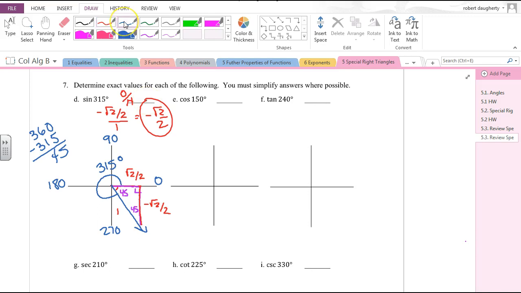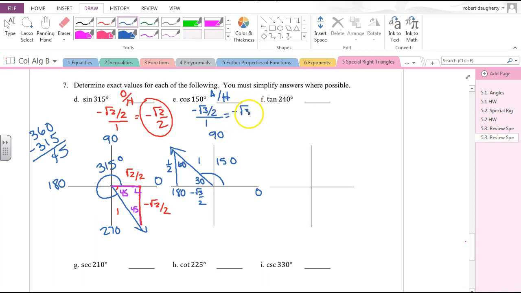Cosine of 150. You draw the angle. So 150, that's this angle right here. And then the central angle, this is 30, this is 60. If this is 1, then I look opposite the 30, that's 1/2, and this is negative square root of 3 over 2. So to find the cosine is the adjacent over hypotenuse. So adjacent over hypotenuse, that's negative square root of 3 over 2 divided by 1, which is just negative square root of 3 over 2.